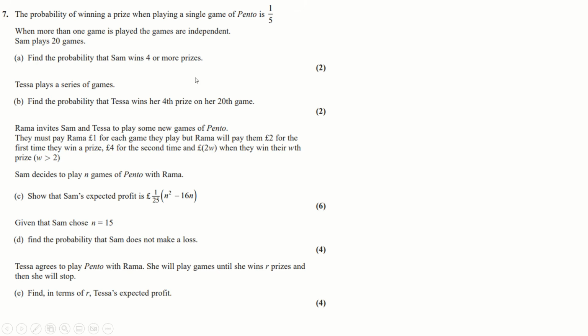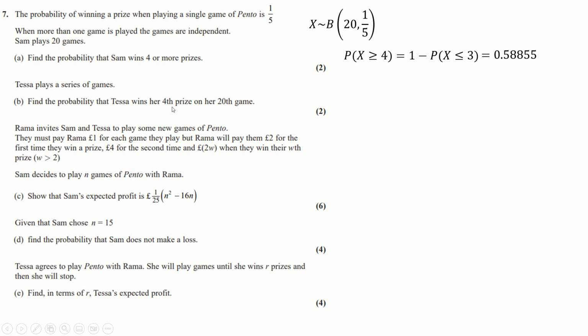And finally, question number 7. We're playing a game. It's clearly given us an n and a probability, so this is just a binomial with 20 and a fifth. 4 or more means probability of X bigger than or equal to 4, so that's 1 minus the probability of less than or equal to 3. Type that into a calculator, nothing intelligent there.